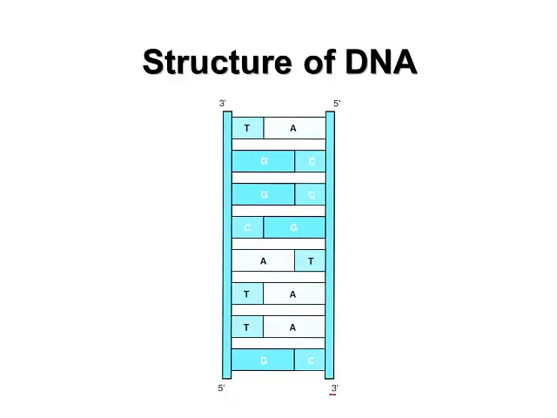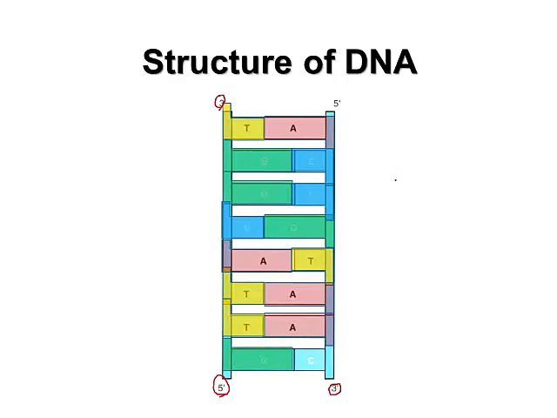And then on the other side, they're arranged in the opposite direction, and we keep track of that opposite direction by saying that this is the 3 to 5 direction, and this, arranged in the opposite orientation, is the 5 to 3 direction. Anyways, what's important is that they are opposites. They are oriented in the opposite direction, and we keep track of that by numbering the carbons on the deoxyribose sugars. So here we have fun with building blocks again. There they are. It's the same thing that we've been talking about all along.